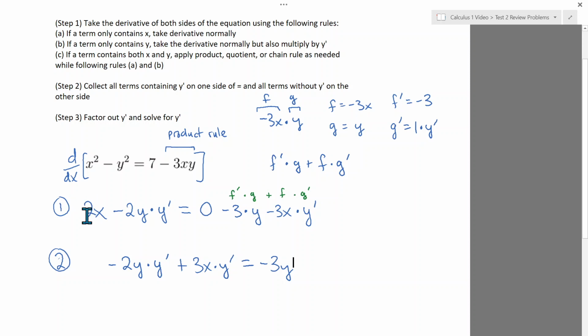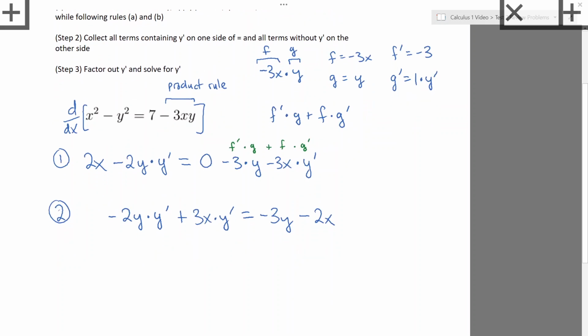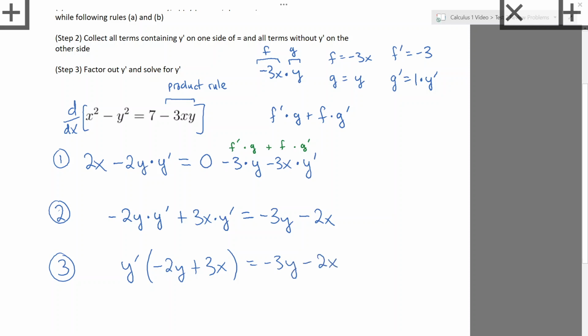And then there's also this 2x. I need to move it from the left to the right, so I subtract it. So I get a minus 2x. Okay, so that's step 2. Right, so now you see both y prime is on the left side. So finally I can factor out the y prime. What's left over here is minus 2y plus 3x equals minus 3y minus 2x.